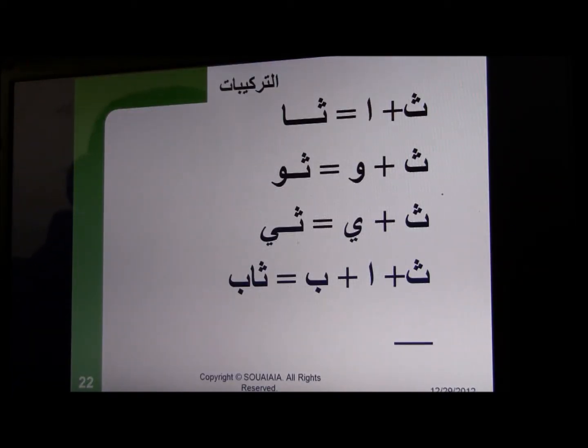Now let's assign long vowels. Remember, this is an A, U, E. So this would be Thaa, Thu, and Thee. The dots, some people will also just put a line instead of 2 dots. They'll put a quick line to indicate the 2 dots.